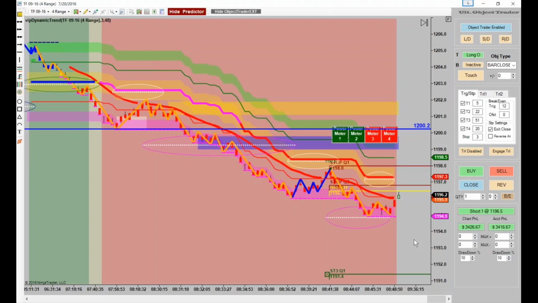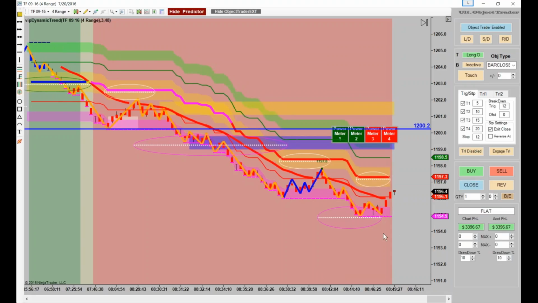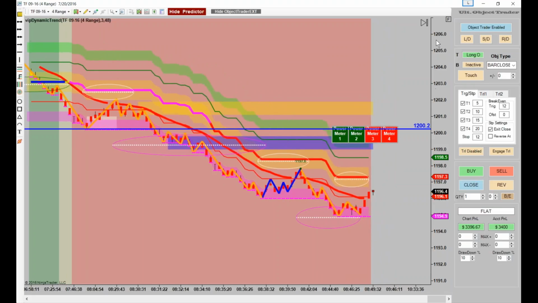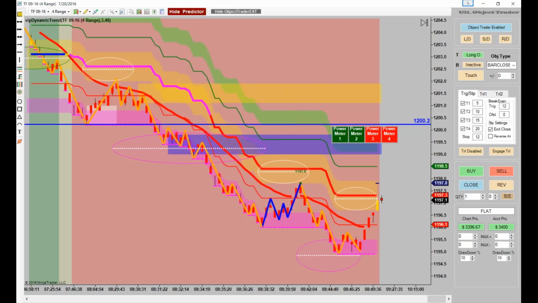Because it's on your chart. Okay, let's go ahead and close this out. Power meter 1 and 2 are green. I'm going to turn this down so we can see if we can get the trade. We're going to short it if it takes out.